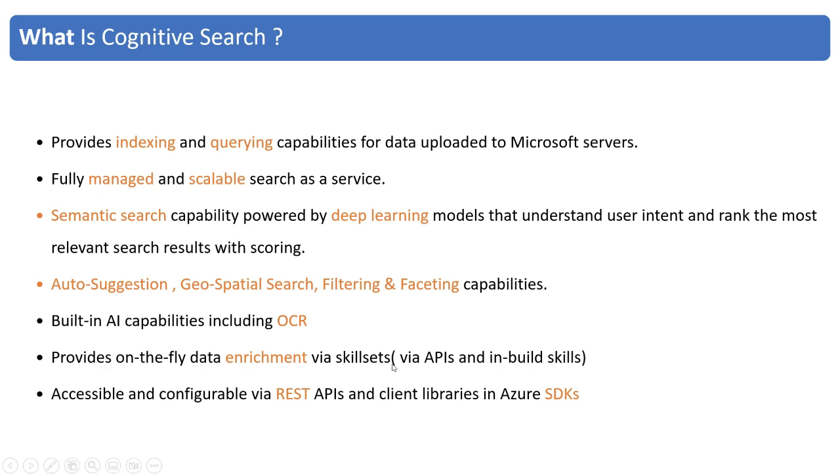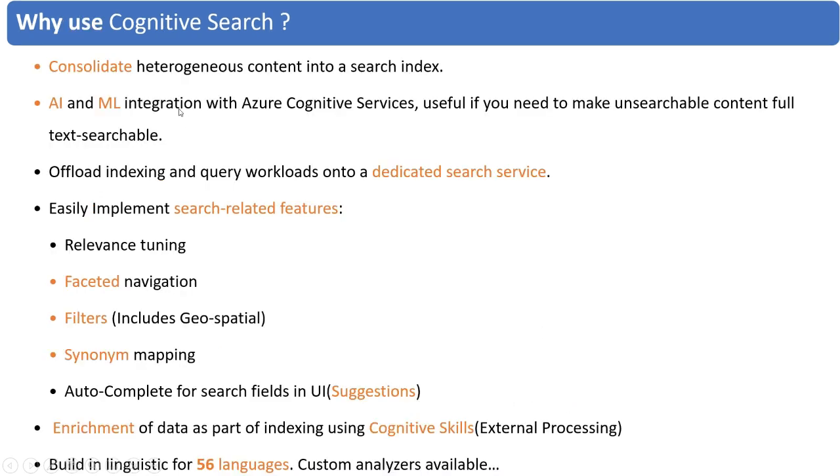Now all these services are accessible and configurable by REST APIs and also client libraries or different Azure SDKs. Now why would you use cognitive services? Here are some of the features that give you an edge when you use this service, like AI and ML integration. There are a lot of AI and ML services available in Azure that you can integrate with your indexer. Of course, you can consolidate heterogeneous content into a search index.